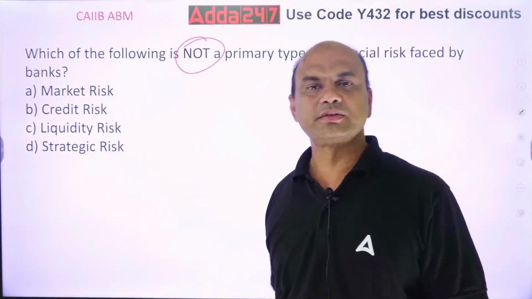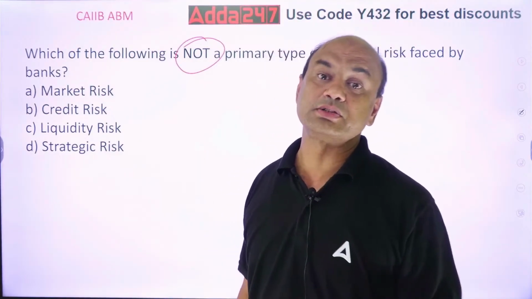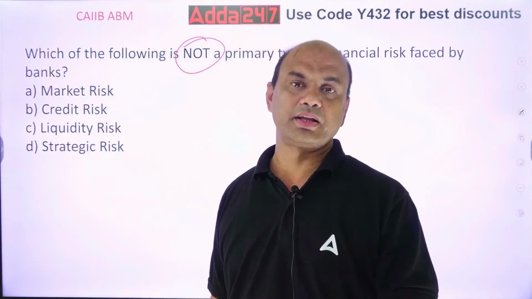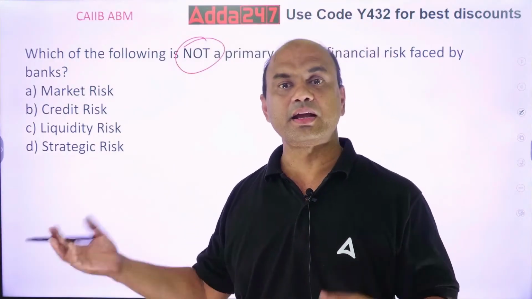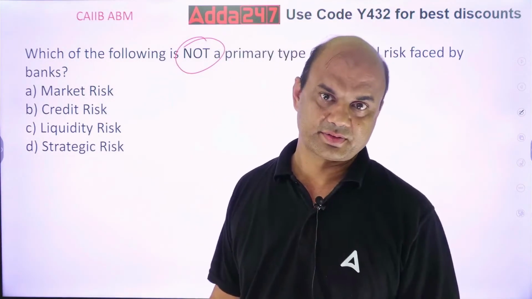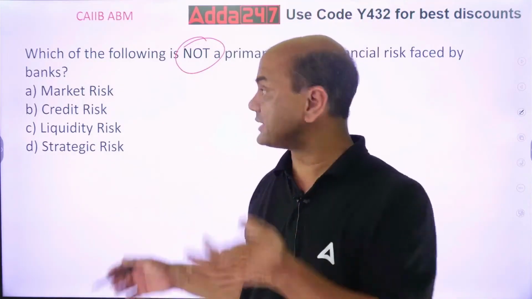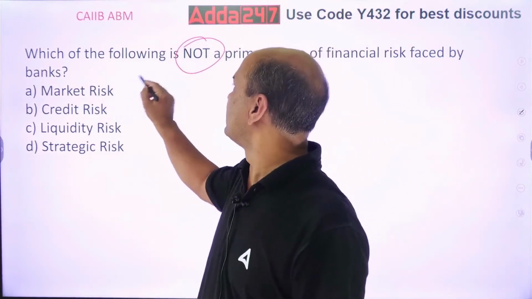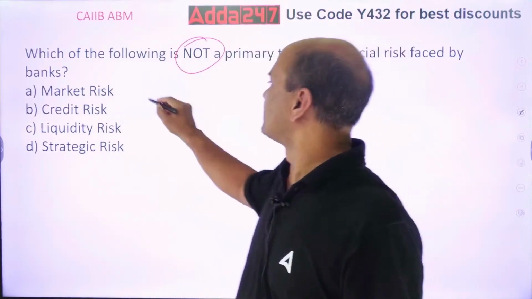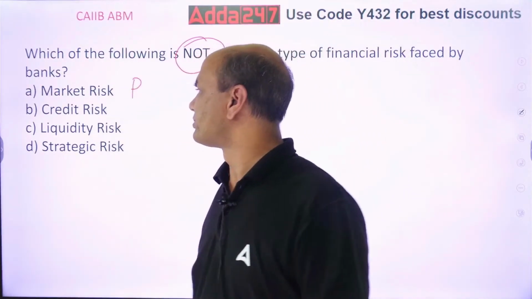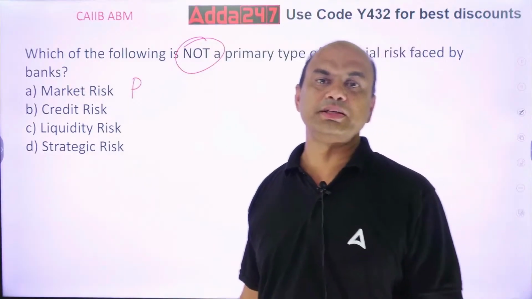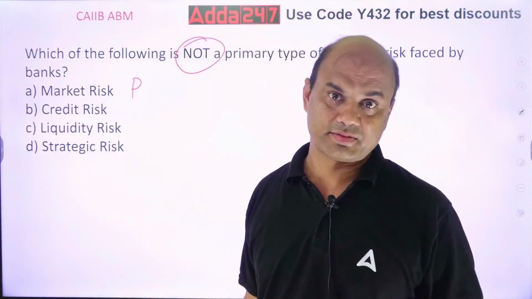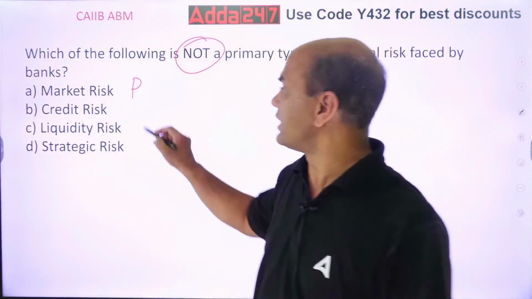What is market risk? Market risk means any risk which is not in your hands. USA attacking somebody, Russia attacking somebody, China attacking somebody, and the oil prices rise. Not in your hands, but your financial loss will be there. Financial risk will be there. So this is a primary type. Credit risk means I give the loan to somebody and that person never pays back. Default. So that is again a primary type.